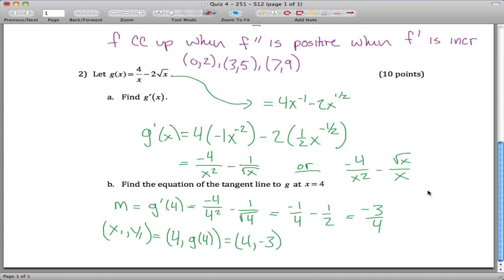And once you have that, we can do y minus y1. So y minus negative 3 equals m times x minus x1. So y plus 3 equals negative 3/4 x plus 3, if you multiply negative 3/4 through. And you subtract 3 from both sides, and you get y equals negative 3/4 x plus 0 if you want. Or you can just leave it like this. That is your solution, and that is the end of this quiz.